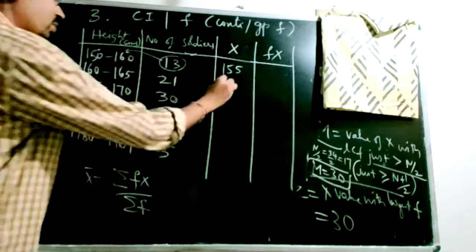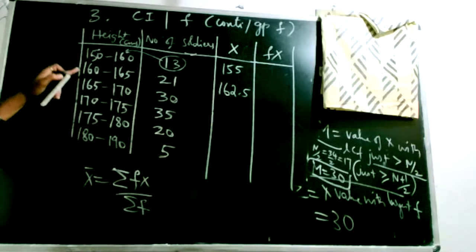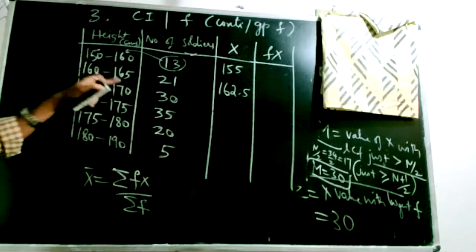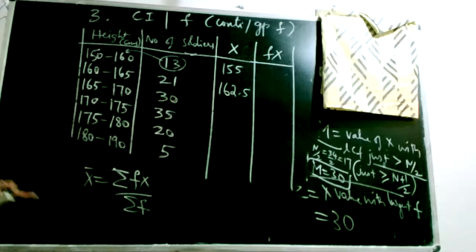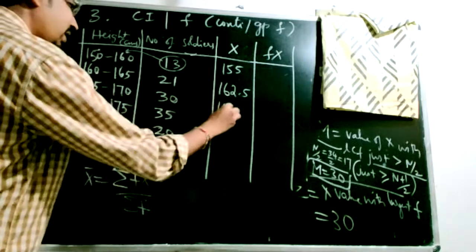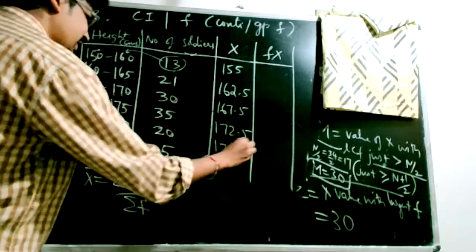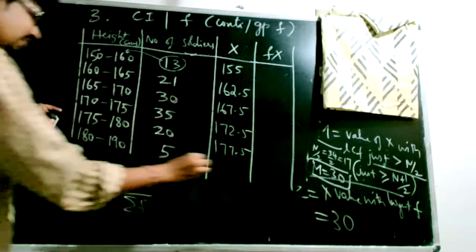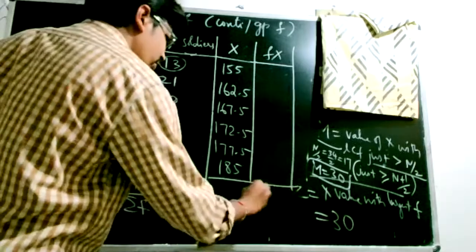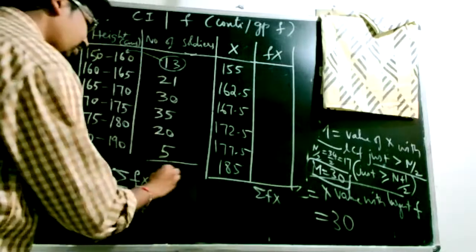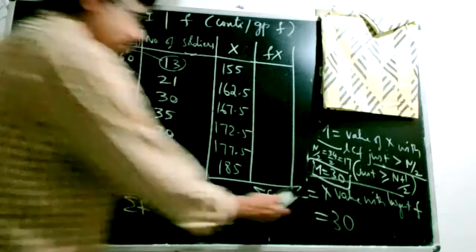So the first step will be to compute the midpoints here. Midpoints are indicated by x and given by the formula upper limit plus lower limit divided by 2. The sum of these two values, or the average of these two values, gives you this. So 165 to 170, 167.5, 172.5, 177.5, and the last interval is 180 to 190, so the midpoint is 185. Now compute fx, obtain the total of fx, total of f, and write the ratio that gives you the value of mean.